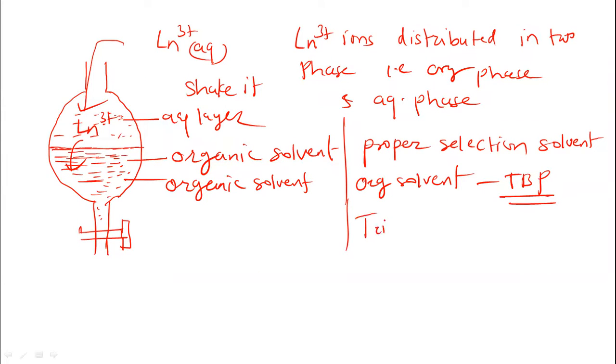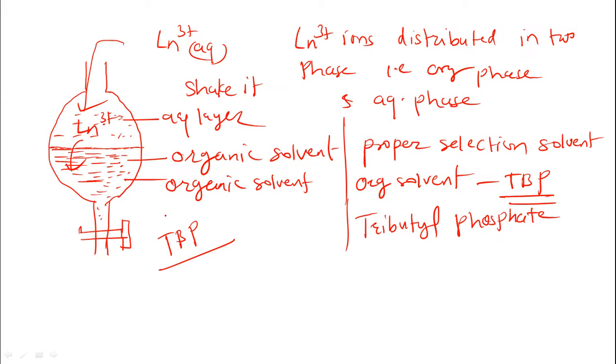This solvent, tributyl phosphate, is the most suitable solvent for the separation of the lanthanone. Why TBP is used as a solvent? Why not other solvents, carbon tetrachloride, ether, methanol, or other organic solvents we can use here? But those solvents are not suitable. Proper separation of the lanthanone is not possible.